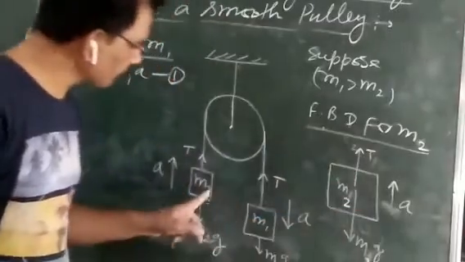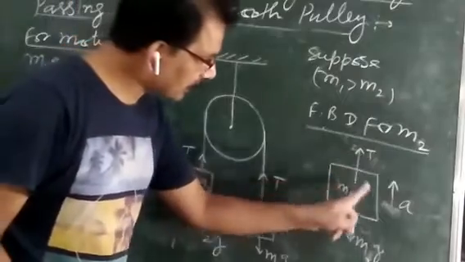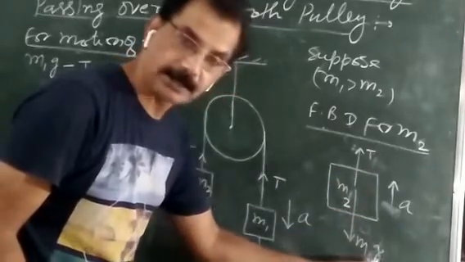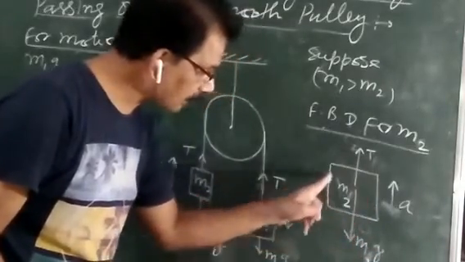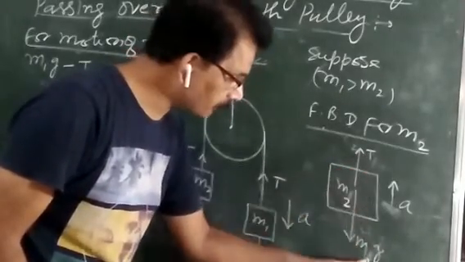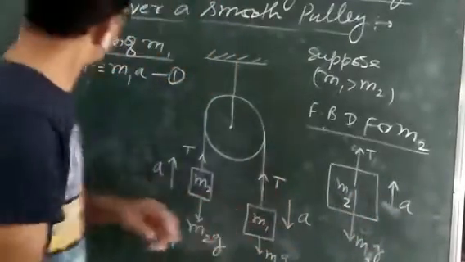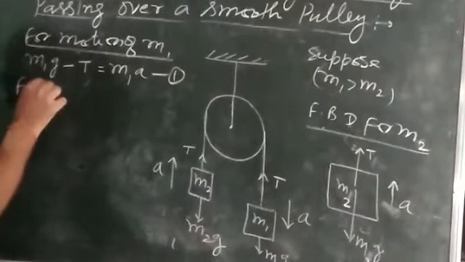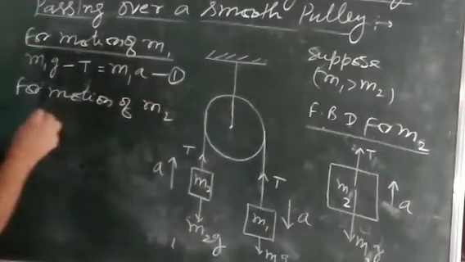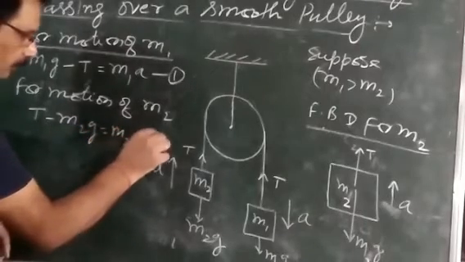Again, how many forces are acting on this mass M2? Two forces, M2g and T. But acceleration is acting in the direction of tension T. It means T is greater than M2g. So what is the net force acting on this mass M2? T minus M2g, and this net force T minus M2g is equal to M2A by Newton's second law of motion. So you can say, for motion of M2, what expression do you write? T minus M2g is equal to M2A. Suppose this equation.